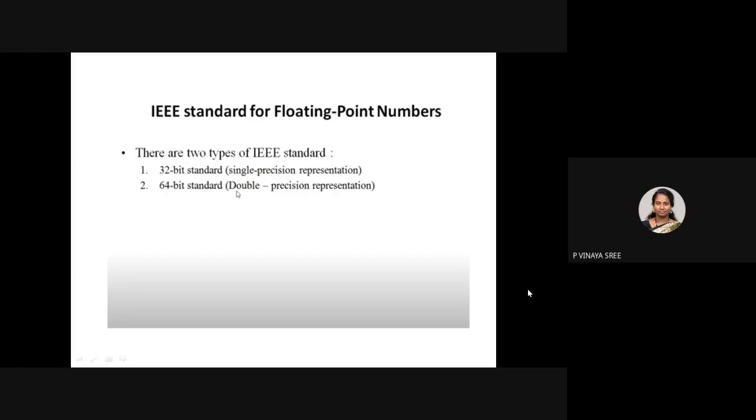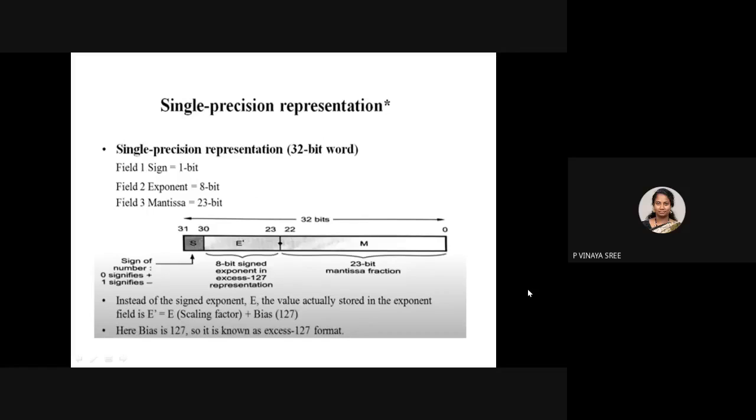In single precision, we have 32 bits, and in double precision, we have 64 bits. Even the 32 bits will be divided into three components: one for sign, one for exponent, and one for mantissa or fractional part. The sign bit is used for indicating whether the number is positive or negative.